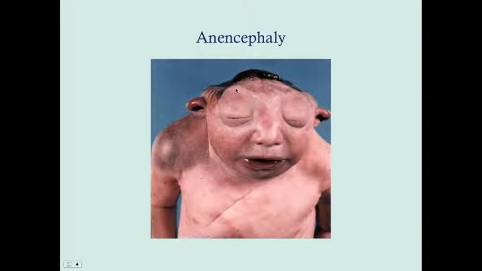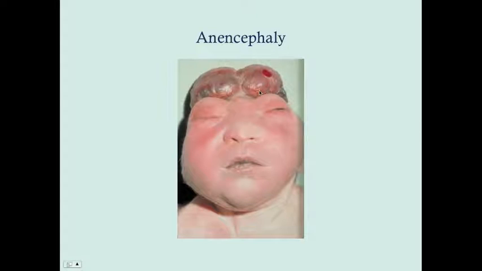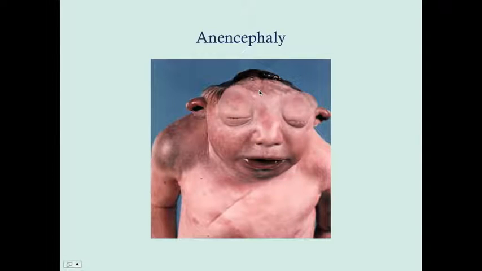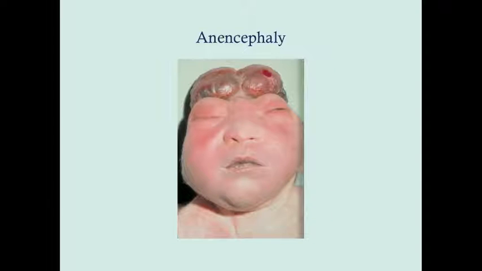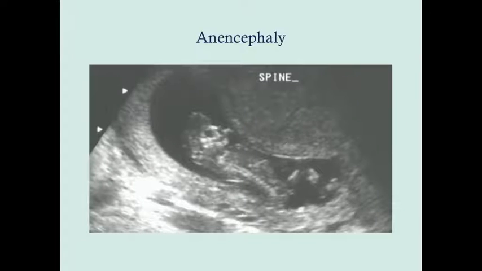So here's an example of anencephaly. It's pretty easy to tell these. A lot of times, I don't think you're going to need imaging for these. And they can be diagnosed prenatally as well. So here is an ultrasound. You see the flat head here.